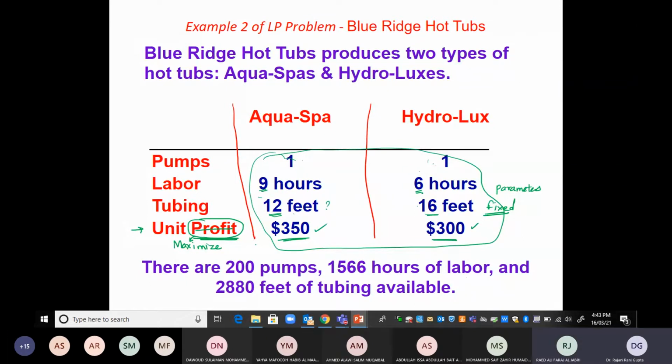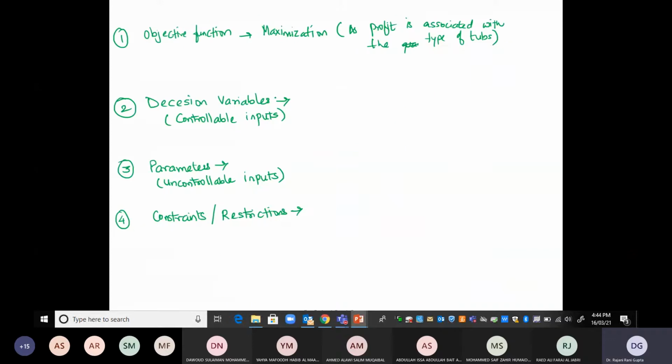Means what you can decide. What is under your control? Aqua or hydro. Yes, that's what we can change. Absolutely correct. So this is your decision, that you want to go for aqua or you want to go for hydro, depending upon this restriction. So these are your decision variables: you want Aquaspa, you want Hydrolux, or you want both. If you want both, then how many in number for both? Okay, so these are your decision variables.